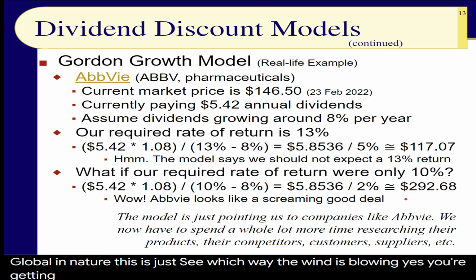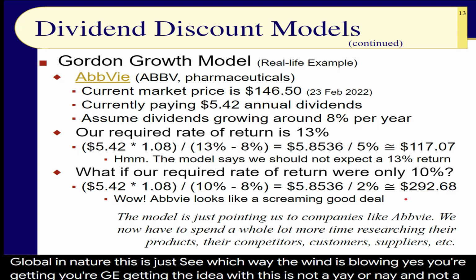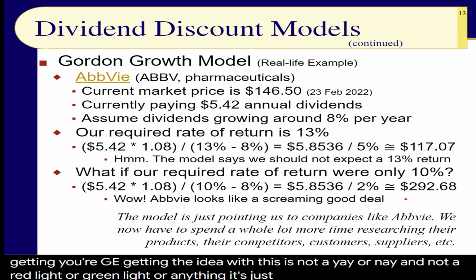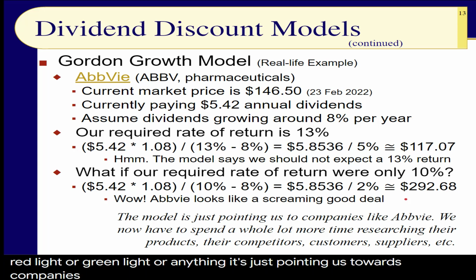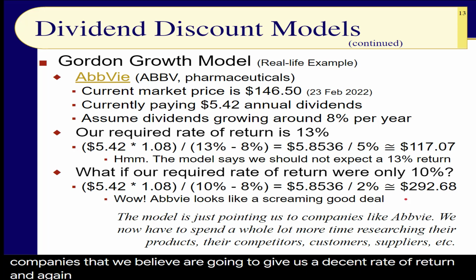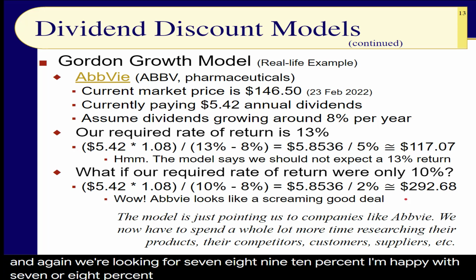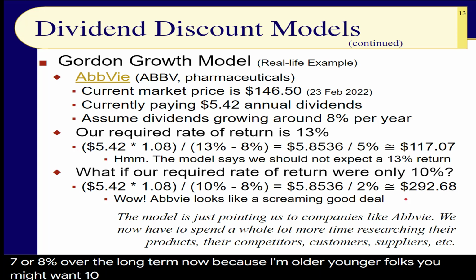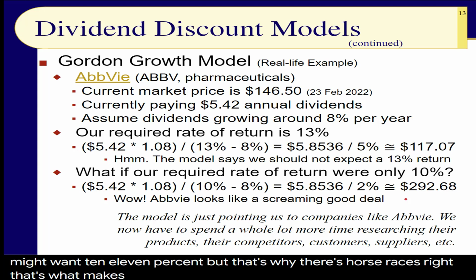Yes, you're getting the idea. This is not a yay or nay. It's not a red light or green light or anything. It's just pointing us towards companies that we believe are going to give us a decent rate of return. And again, we're looking for 7, 8, 9, 10%. I'm happy with 7 or 8% over the long term now because I'm older. You younger folks, you might want 10, 11%, but that's why there's horse races, right? That's what makes horse races.